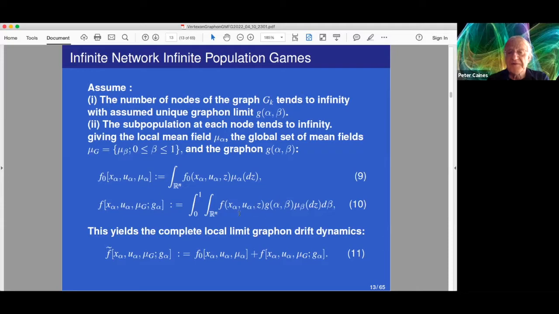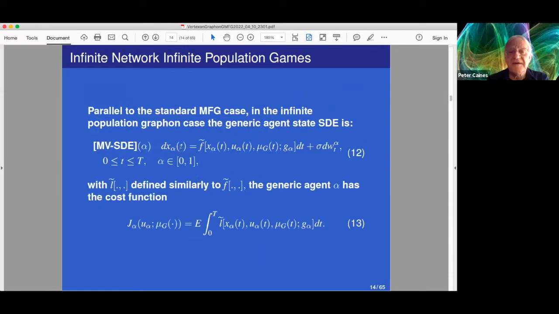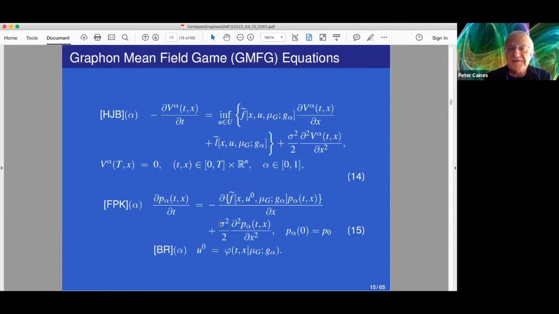So this yields the complete local limit graphon drift dynamics given by the formula you see there. Notice the alpha agent is going to be influenced by all of the mean fields at all of the other nodes. And here we've got our cost function for the infinite population.